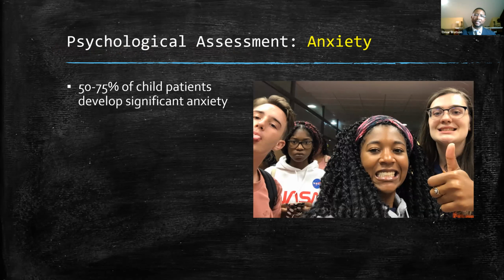Anxiety, big thing in dentistry, right? But it's also a big thing in any medical profession. 50 to 75% of child patients exhibit significant anxiety. You can see from this picture, this is my daughter and some of her friends, and you think you can read them. The gentleman on the far left is sticking his tongue out. He seems to be silly, but it could be a defense mechanism. He could just be very scared and is trying to stick his tongue out to be silly.